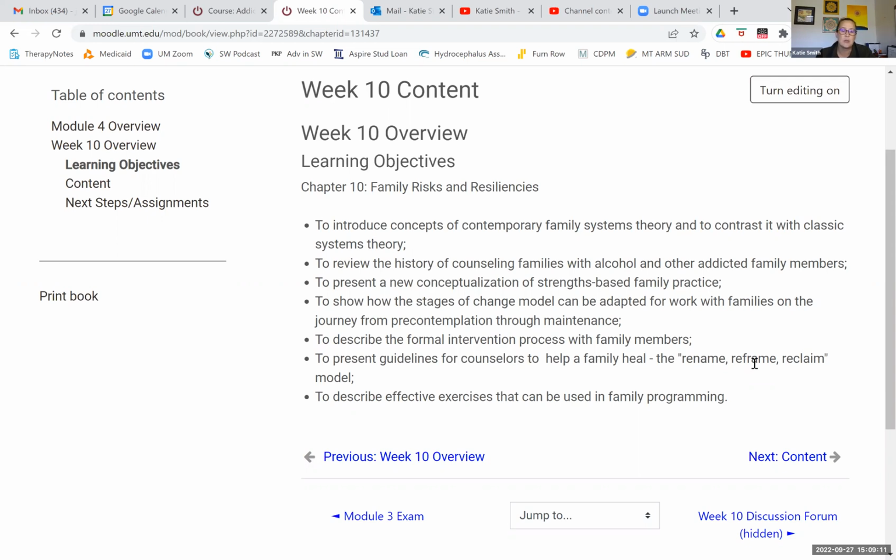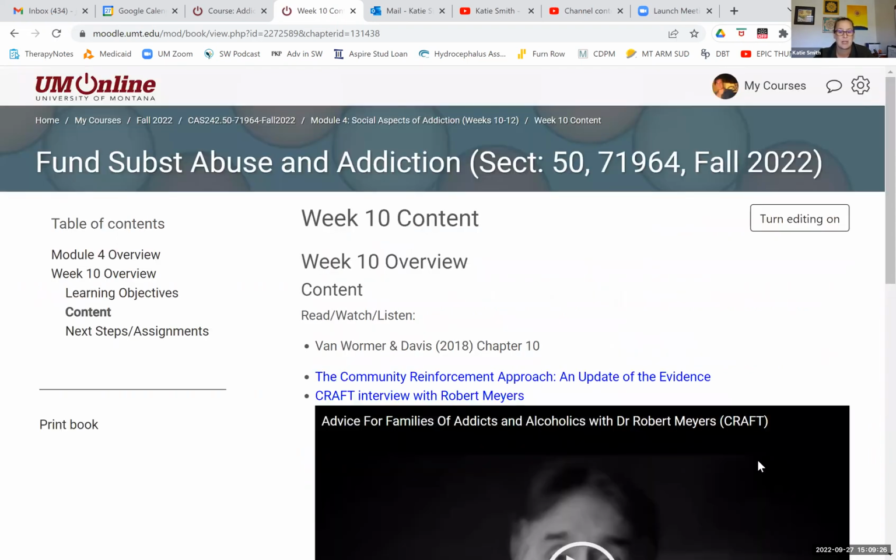We are looking to present guidelines for counselors to help a family heal. And lastly, to describe effective exercises that you may want to incorporate into family programming. So let's look at our content for this week. So how are we going to learn those objectives?